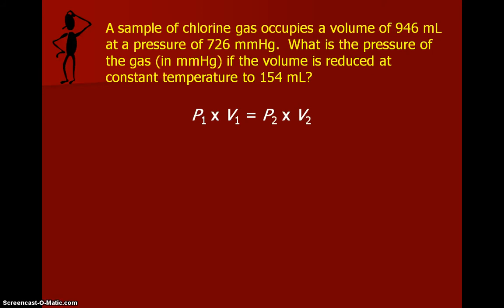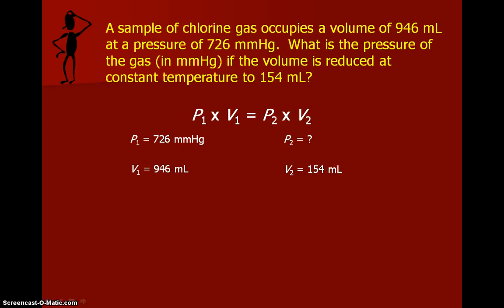So remember, pressure 1 times volume 1 is equal to pressure 2 times volume 2. My initial pressure was 726 millimeters of mercury, and my initial volume was 946 milliliters. I want to know my pressure if my volume went down to 154 milliliters.